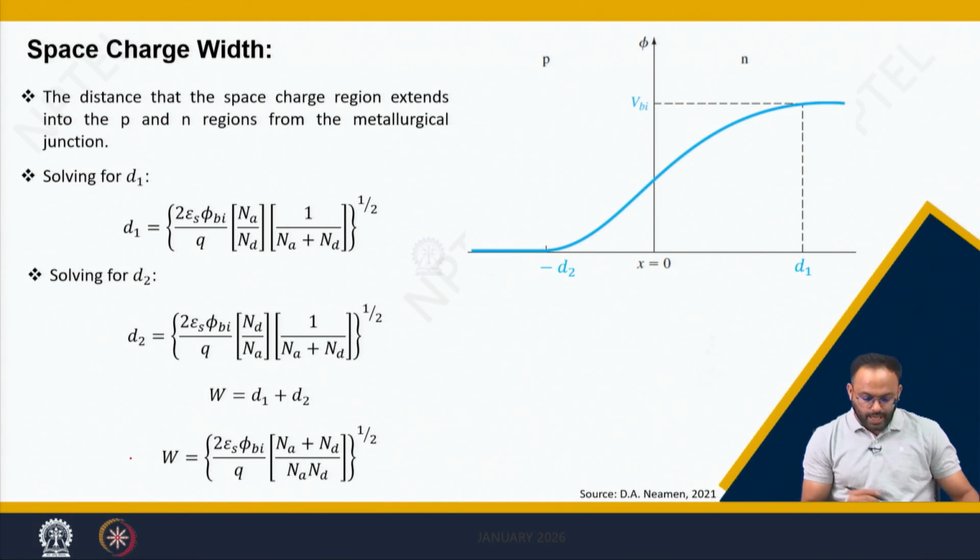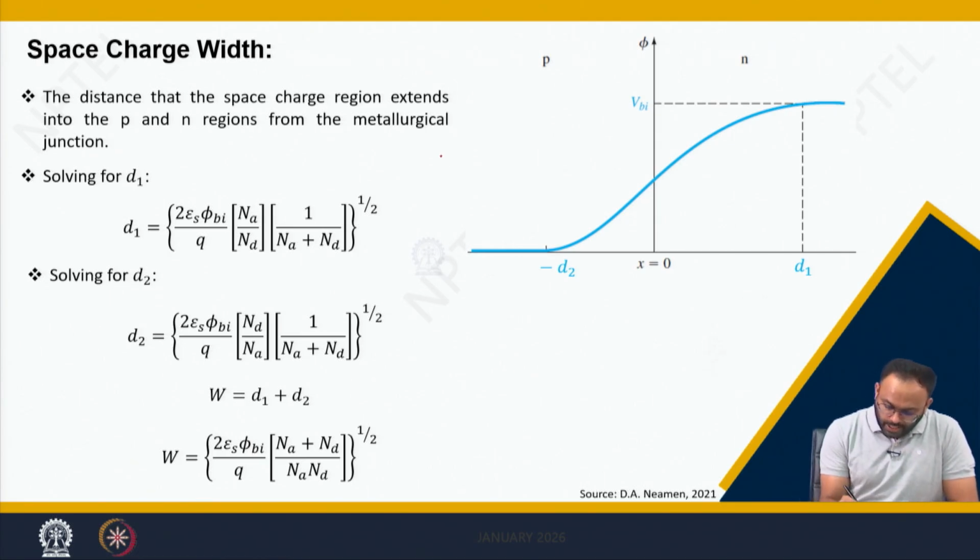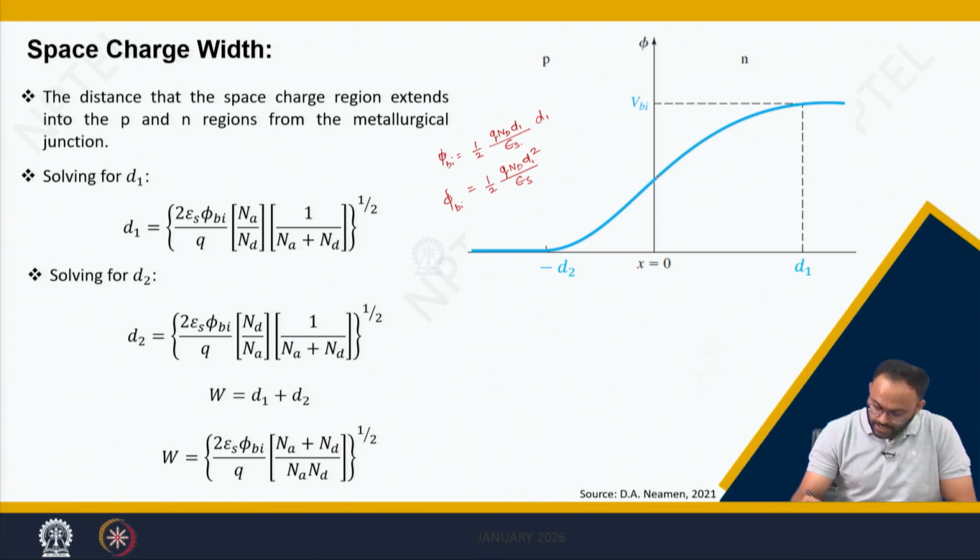Likewise, we can get psi or phi bi equals half into electric field E peak, which is Q into Nd into d1 divided by epsilon S, into d1. So ultimately we will get a square law equation: Q into Nd into d1 square divided by epsilon S. This is the potential at the N side.